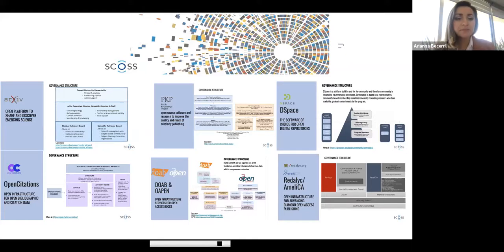And we have seen that different governance structures have been formalized and perhaps have been evolving as a result of participating in these procedures at SCOS. This is the case, for example, of Redalic and Amelica, that we have been strengthening our governance structure as part of the requirements of SCOS and the international community that is now coming to our initiatives to help us support them. And in this sense, we are widening this governance structure, but also strengthening it in terms of defining all the mechanisms to take decisions and also to secure the diversity in participation in the governance structure. So this is a very good thing that is happening as a result of the coordinated work at SCOS.